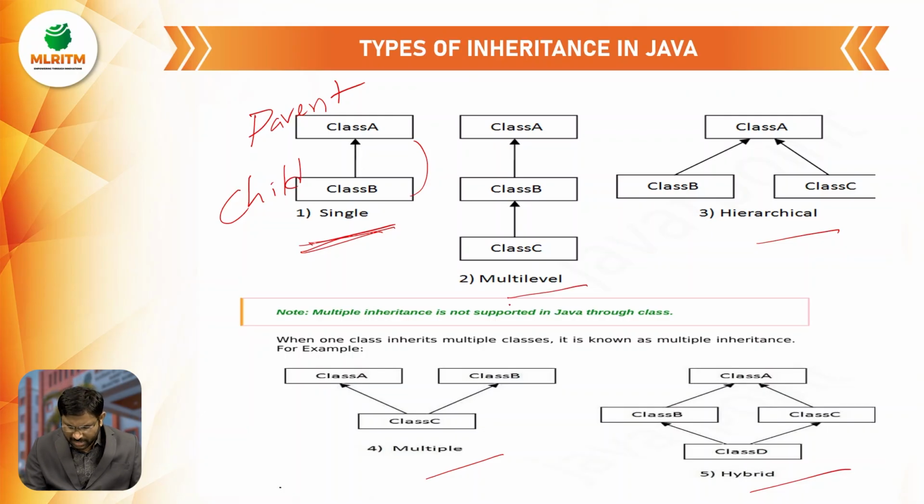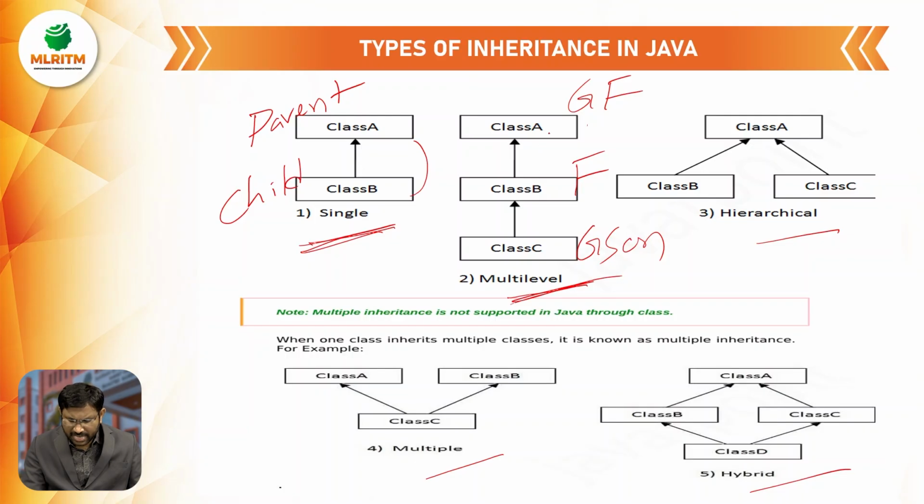Next, coming to multi-level inheritance. Here one parent class is there: class A, class B, class C. For example, class A is the grandfather, class B is the father, and class C is the grandson.